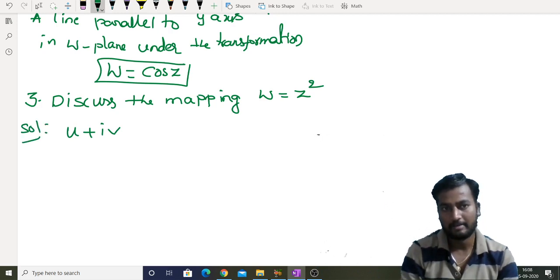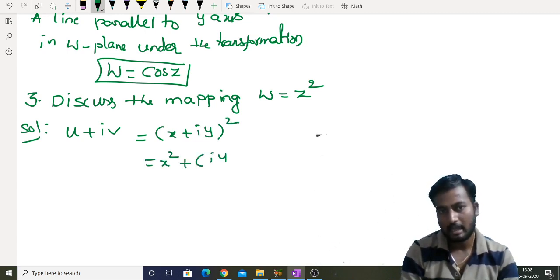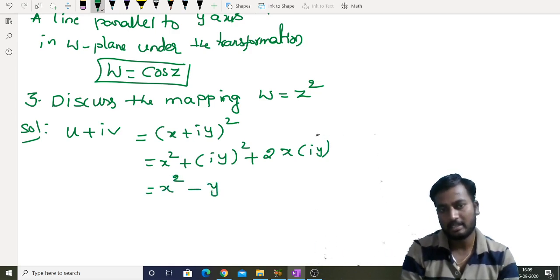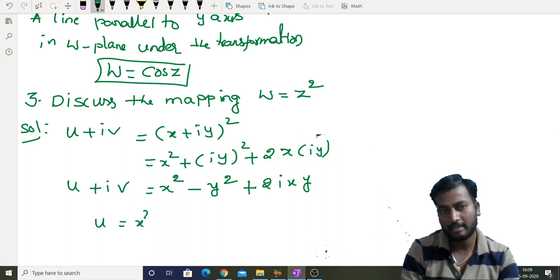U plus iv is equal to x plus iy whole square, which is equal to x square plus iy whole square plus 2x into iy. That means the a plus b whole square formula. Here, i square is minus 1, therefore it is x square minus y square plus 2ixy. So this is u plus iv. Now what is u? x square minus y square. What is v? 2xy. Right?